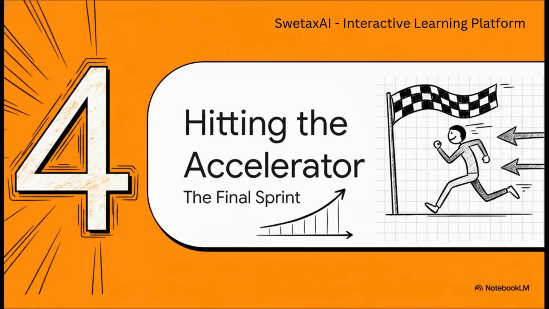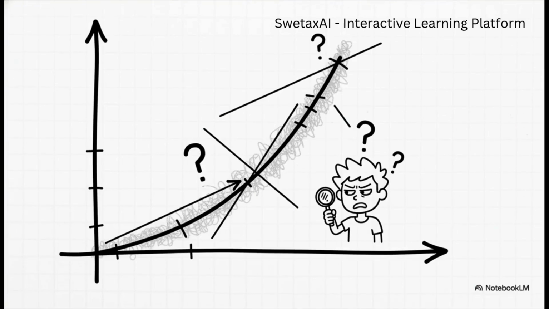All right, the race is almost over. Alex sees the finish line and decides it's time to kick it into high gear. No more steady jogging. Alex is now sprinting, getting faster and faster with every single second that goes by. This change in velocity has a name too. We call it acceleration.